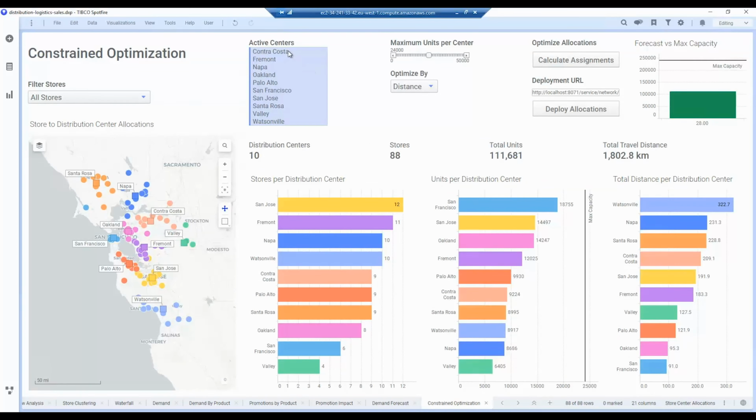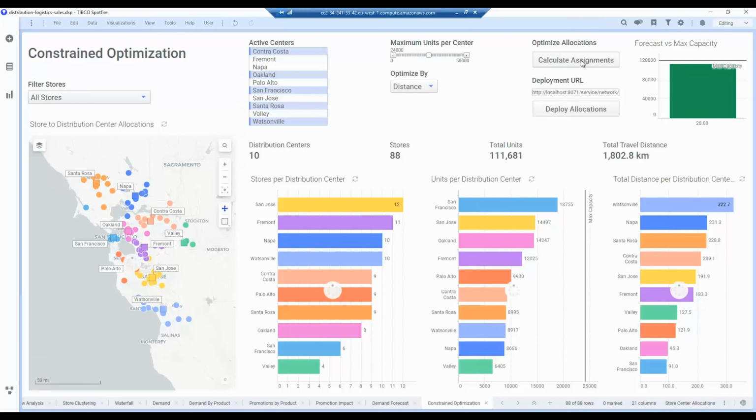In this case, we can choose the centers that we want to have active, and I keep choosing these until we reach a minimum capacity that's going to turn this green. At this point, we now have enough stores selected in order to support the estimated forecast for units that we're going to need to provide to these stores, based on 24,000 units per distribution center.